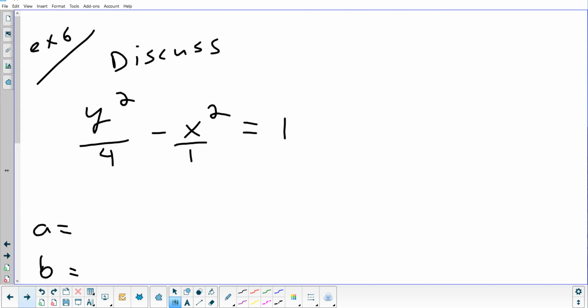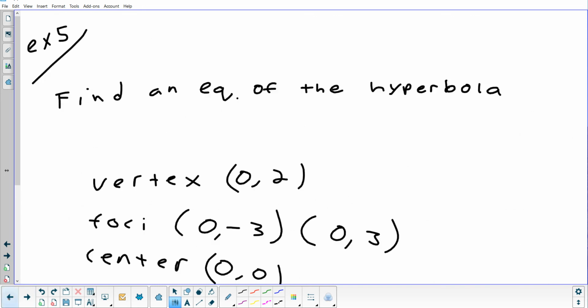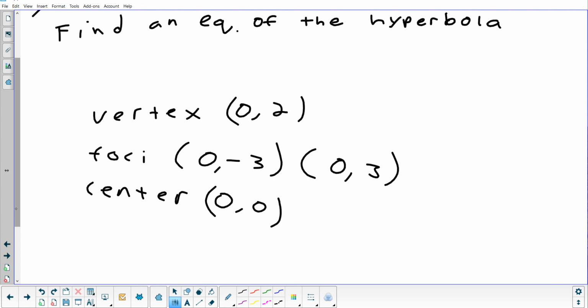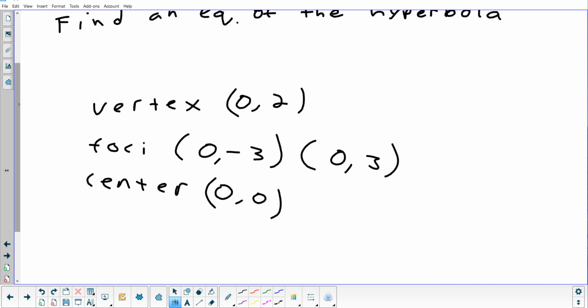Okay, let's get this one, and then we're going to shift. Okay, find the equation. They gave me the vertex, they gave me the center, they gave me the foci. It just seems like a regular problem, pretty much. Find the equation. Okay. What should we figure out first here? Which way the transverse axis is. Yeah, because that's going to be our basis for what formula we use.